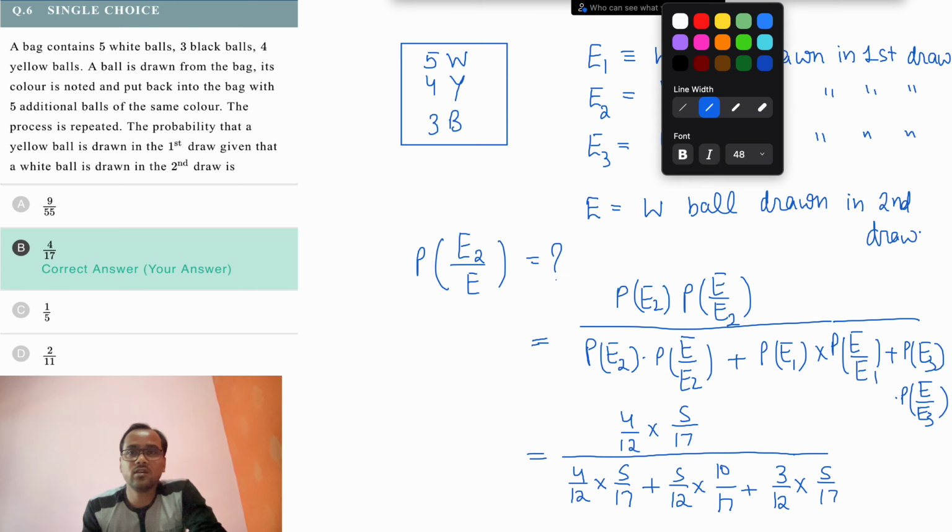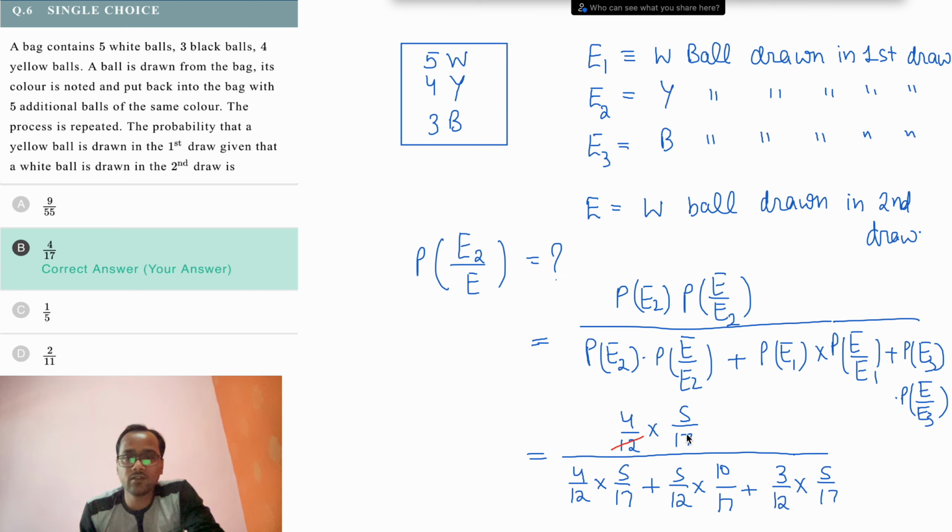Denominator, you can see it is 12 into 17, that would be cancelled. So numerator will become 5 4s are 20, divided by 5 4s are 20 plus 50, 70, plus 15, 70 plus 15 is 85. If I cancel by 5, 5 4s are 20, 5 17s are 85, so 4 by 17 will be the right answer. Option B is the answer for this question. I hope this should be clear.